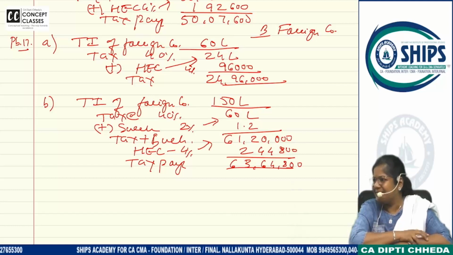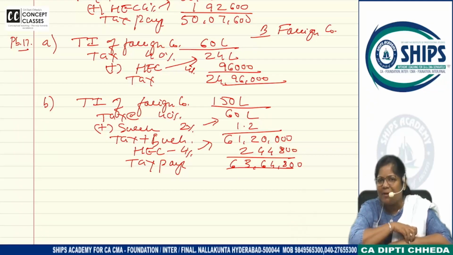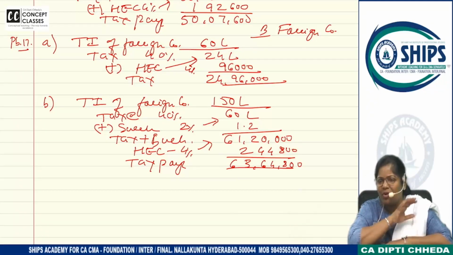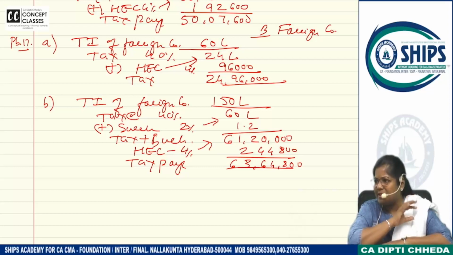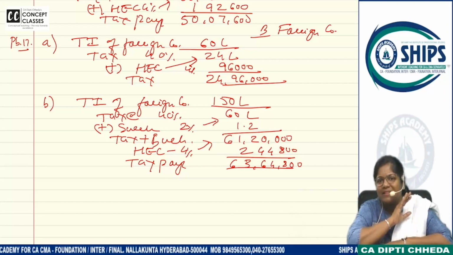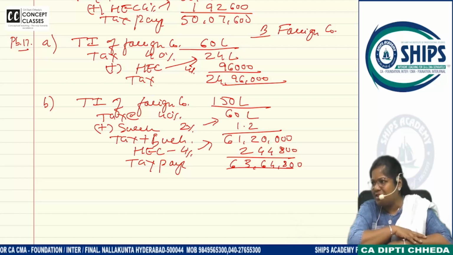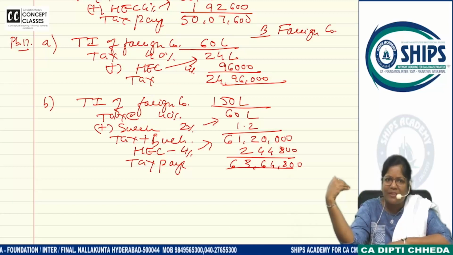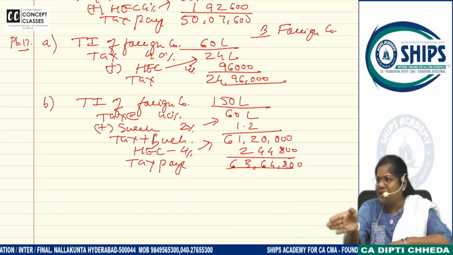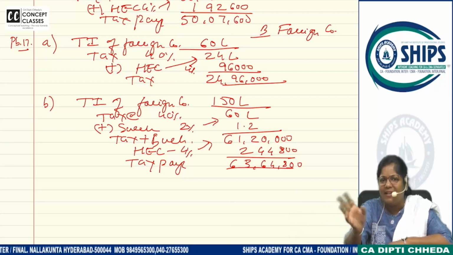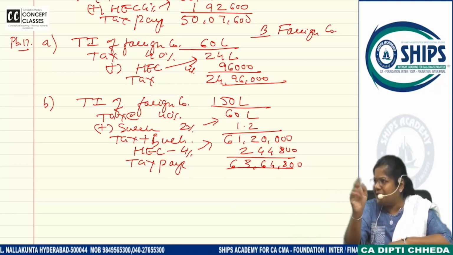40%. Indian company, domestic company, 30%. Foreign company, 40%. Partnership firm, 30%. Cooperative society, slabs. Up to 10,000, 10%. Then the next 10, 20, and above that, 30%.